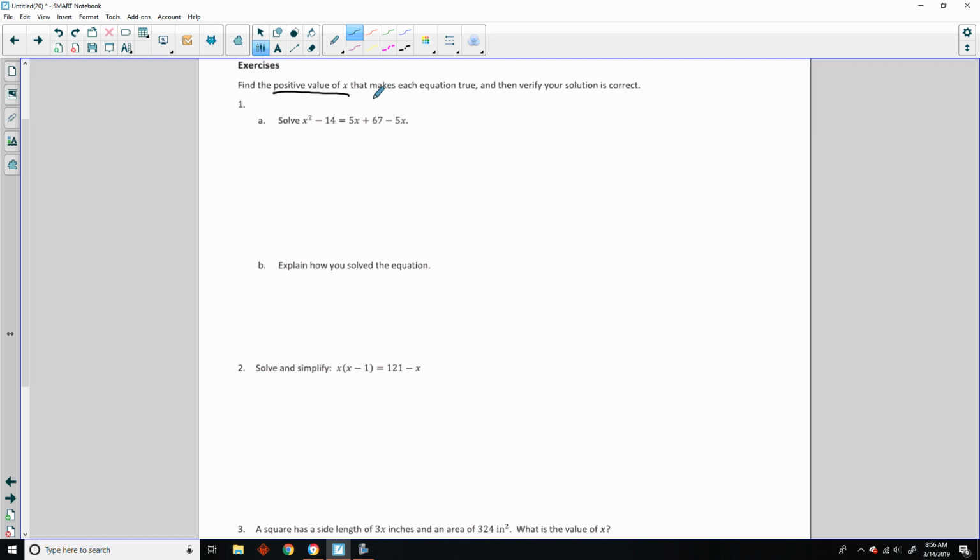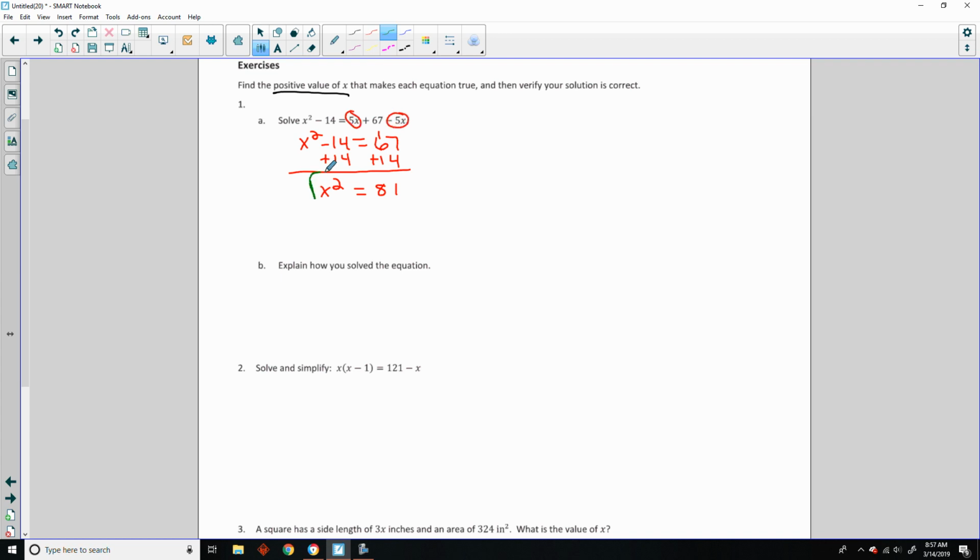Part A. Solve x squared minus 14 equals 5x plus 67 minus 5x. First thing I'm going to do is simplify each side. Nothing I can do on the left. 5x minus 5x cancel, leaving me with 67. Move my constants over to one side, leaving me with x squared equals 67 plus 14 is 81.